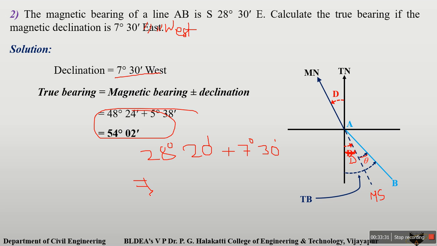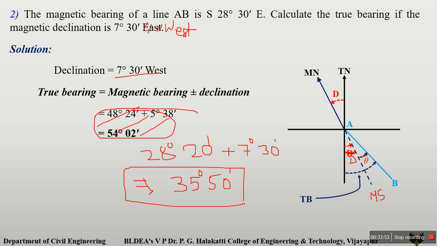Simplify this one or add these two, we'll get 50 minutes plus 35 degrees, or simply it is 35 degrees 50 minutes. Okay, this one is fine. So you can easily calculate the true bearing of a line whenever the magnetic bearing is given in the quadrantal bearing system.